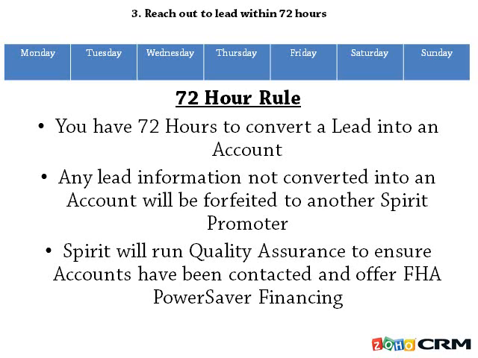So let's take a look at an example of the 72-hour rule on a simple Monday through Sunday calendar here at the top. Let's say that on Tuesday you input a lead into Zoho CRM with the plan to contact. What that means is that by Friday, if you have not converted that lead into an account, then by Saturday, that lead information will no longer be yours and will be passed on to another Spirit promoter with an opportunity to convert that lead into an account to offer the FHA Power Saver financing.